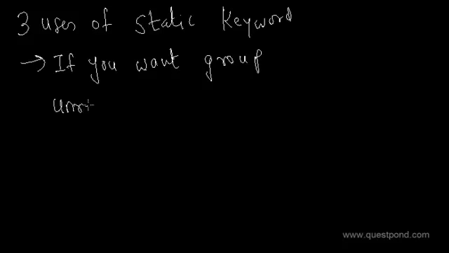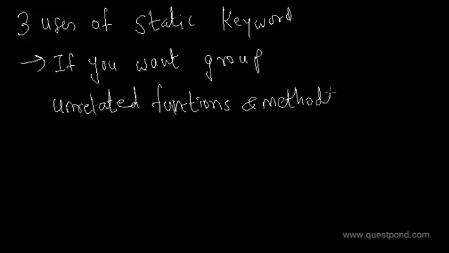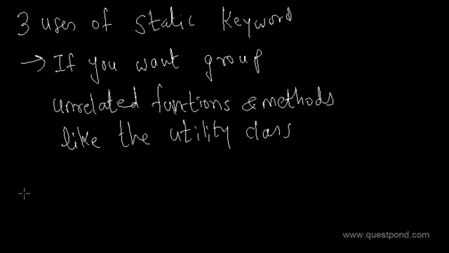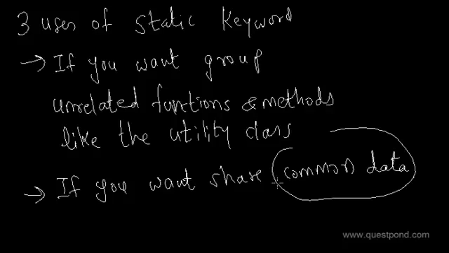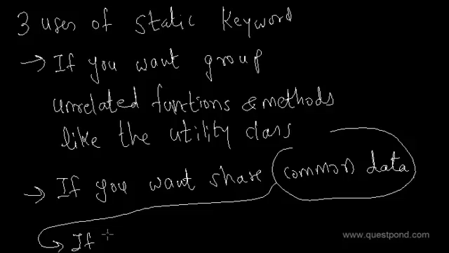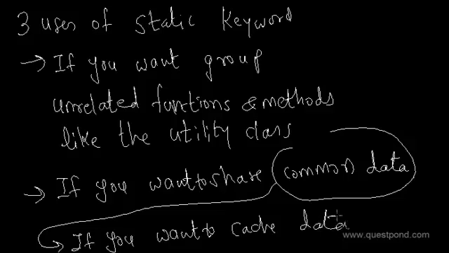So now let's summarize what exactly we have learned in this 30 minutes video. There are three important uses of the static keyword. First one is it helps you to group unrelated functions and methods together, for example, like a utility class. Second, because only one instance of the static variable is created in memory, if you want to share common data across class libraries, or across forms, static objects are very useful. A third one is if you want to cache data.